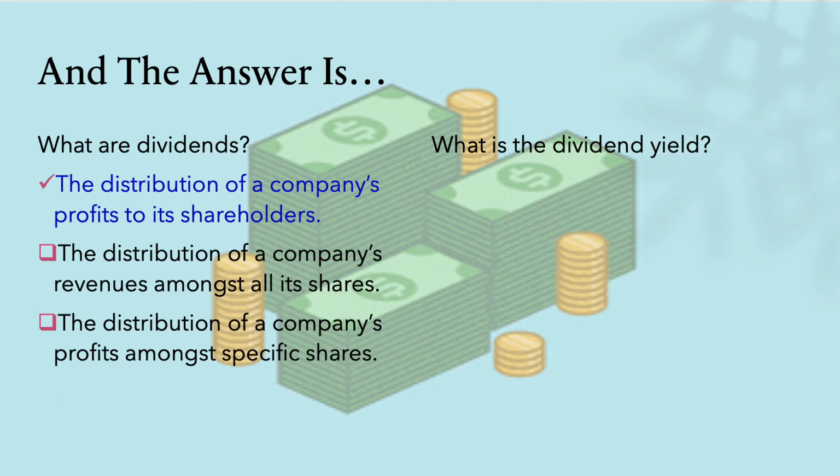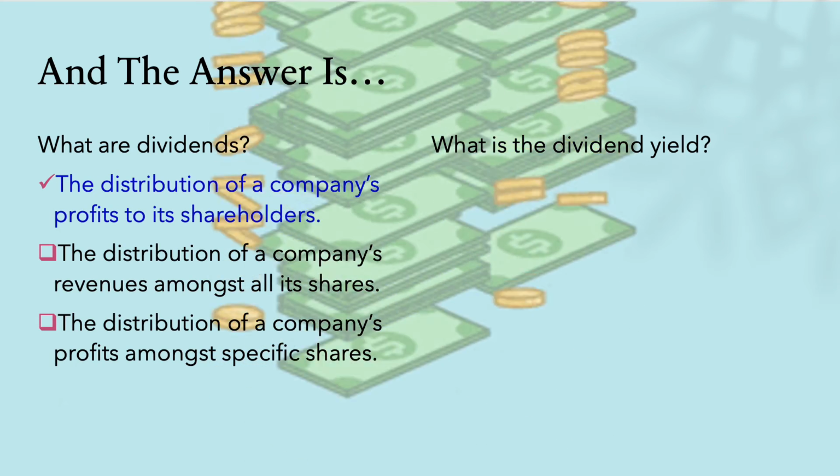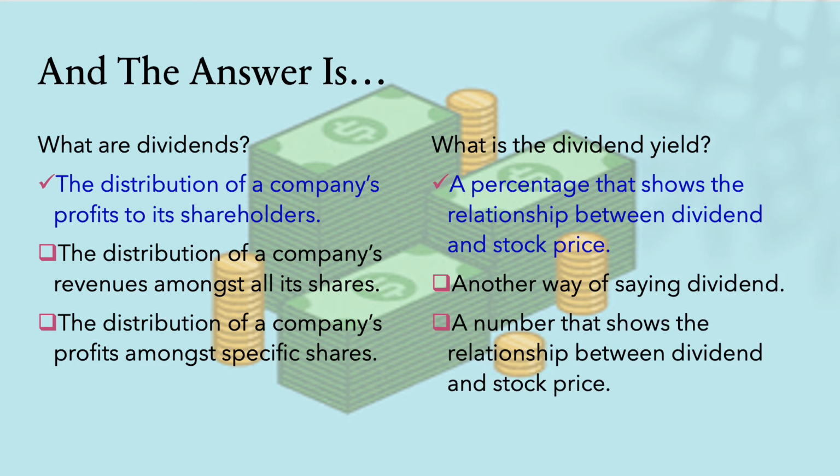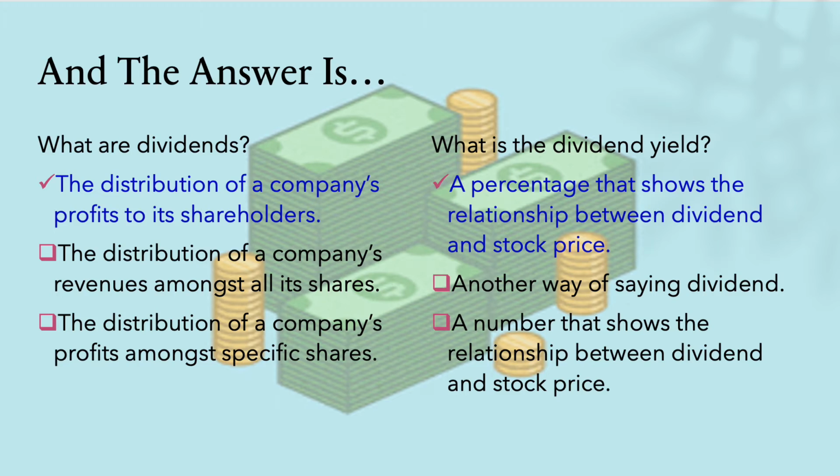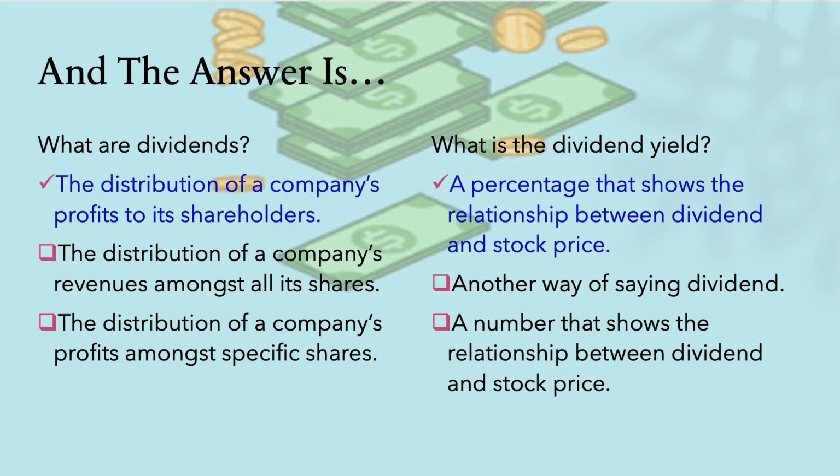What are dividends? The distribution of a company's profits to its shareholders, and the dividend yield, a percentage that shows the relationship between dividend and stock price. Congratulations!